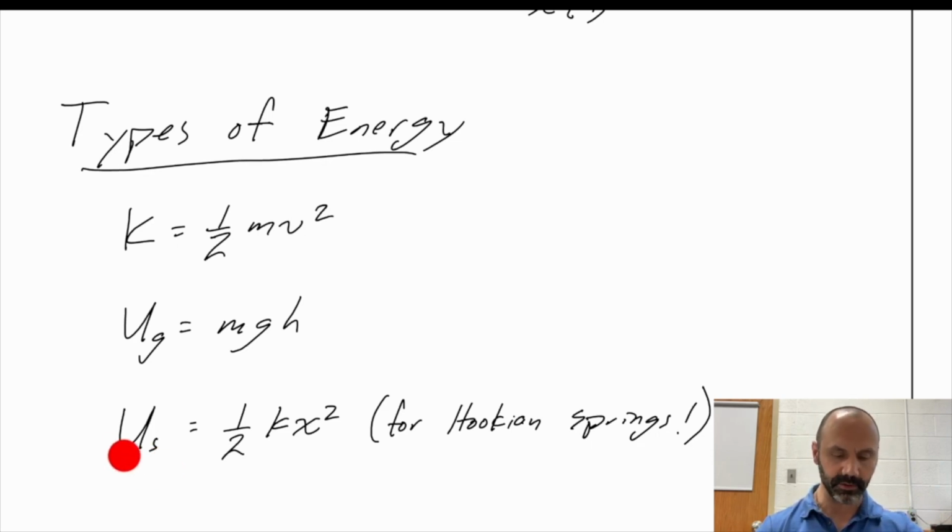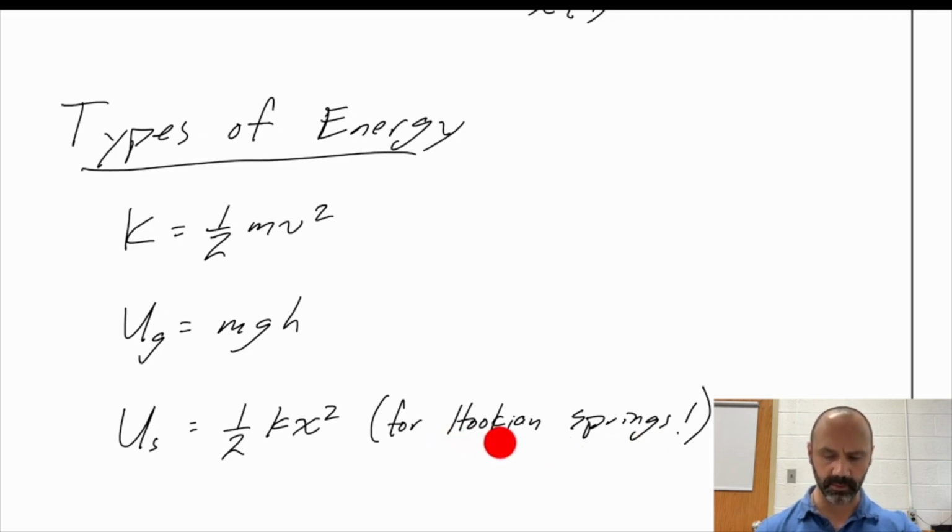Elastic potential energy, so U sub S I abbreviated here. U sub E could be electric potential energy, so it could get confusing. S works like a spring energy or stretch energy. 1/2 kx squared, where x is how much the spring is compressed or stretched, and k is the spring constant of the spring. Now, this equation works, but only for what we call Hookean springs.